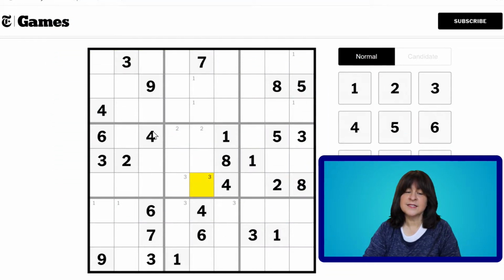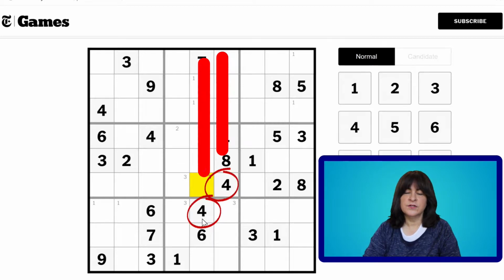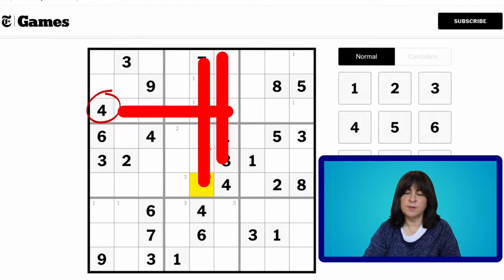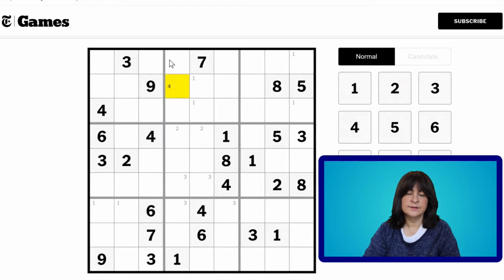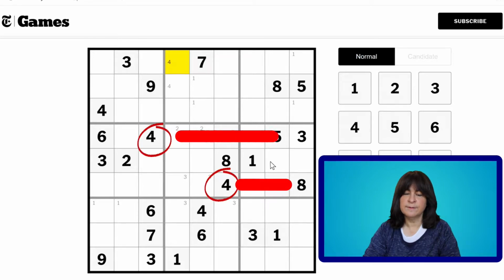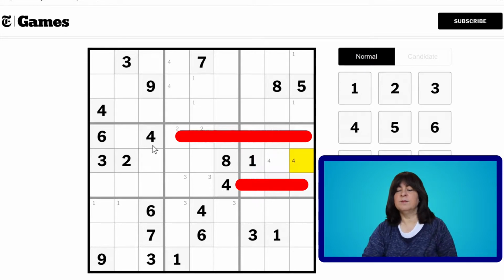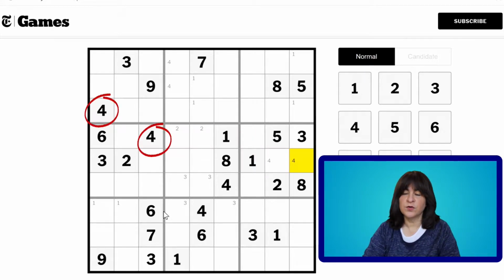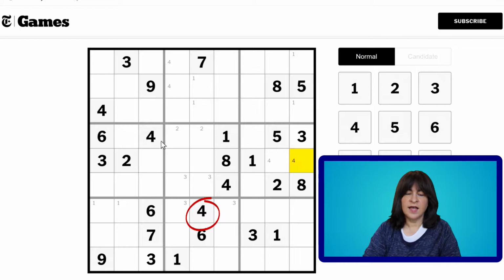Here in the middle stack I have two 4s, so in block 2 the only place a 4 can go is here or here. And in block 6 we can place a 4 here and a 4 here. And now in block 7, because of these two 4s and this 4, I can pencil in 4s here and here.